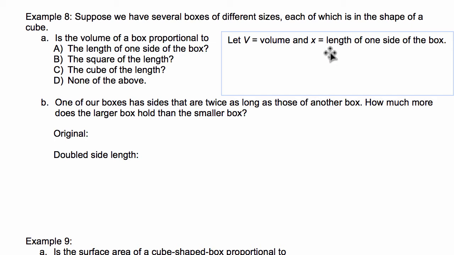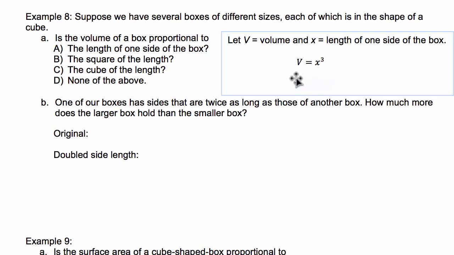From your previous experience in math, you might recall that the volume of a box equals its length times its width times its height. Since we are working with a cube, the length, the width, and the height are all the same. And we've given them the variable name x. This means volume equals x times x times x, or x cubed.